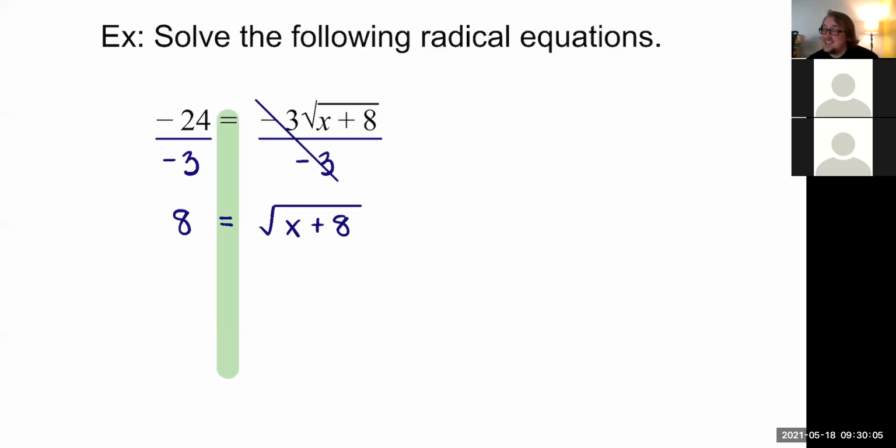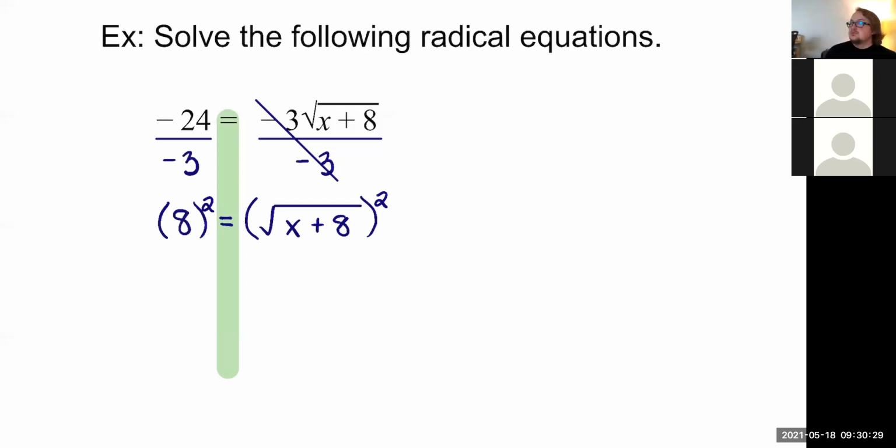Square both sides. And this is the reason why we're doing this again, to make the radical go away. The opposite of squaring something is square rooting it, so we want the radical to disappear. So I'm going to square the entire right-hand side. But as with any equation, whatever you do on one side, you have to do the exact same to the other. So I'm also going to square the left-hand side.